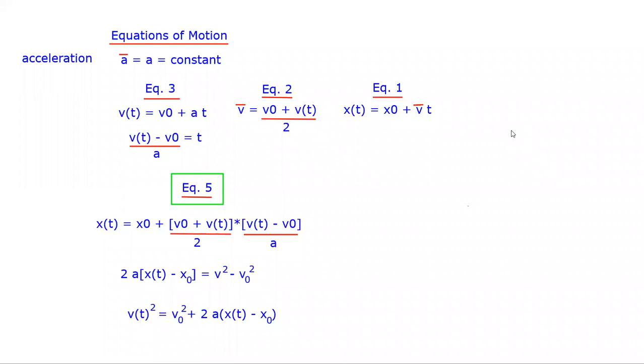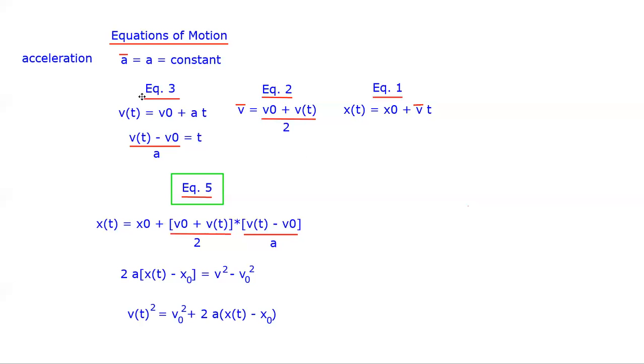Okay, so this is our fifth equation of motion, and it is eventually going to be an equation for the velocity squared with respect to the initial velocity, acceleration, and the initial position. And we're going to eliminate time from the equation so we can figure out all the things we want without knowing the time, which can be very useful. And for this derivation, we're going to use equations 1, 2, and 3 again.